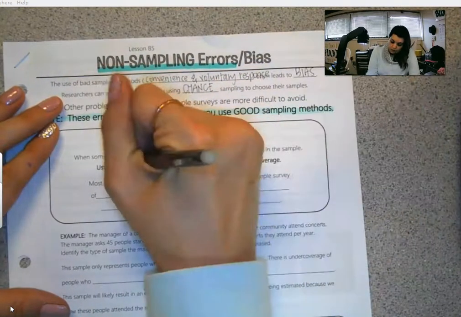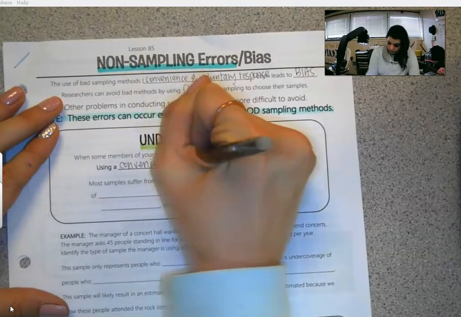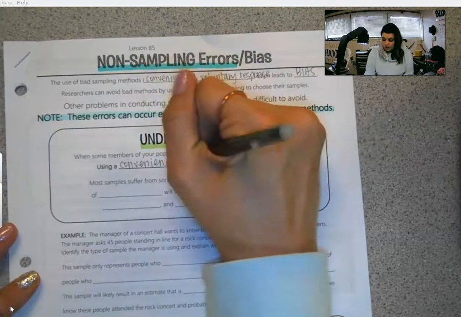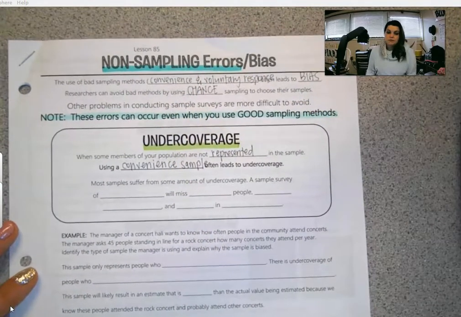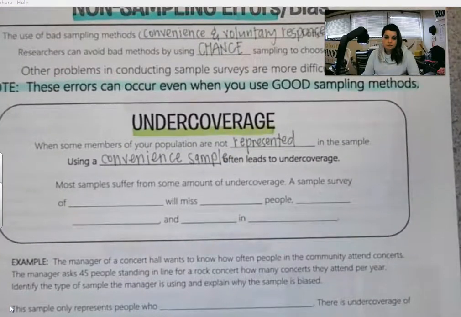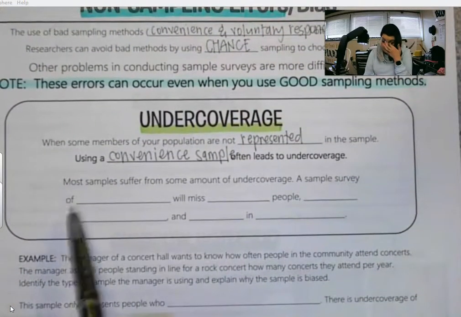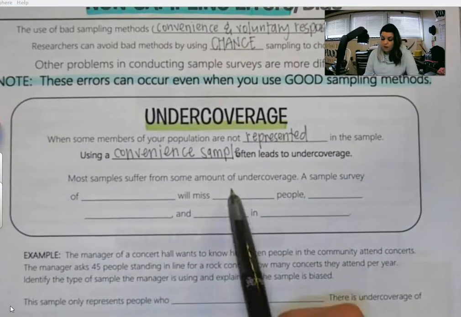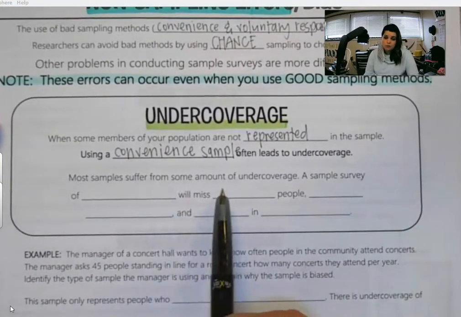Using a convenience sample often leads to undercoverage. So convenience samples often suffer from undercoverage. An example would be, well, this says most samples suffer from some amount of undercoverage. So most samples suffer from some amount.